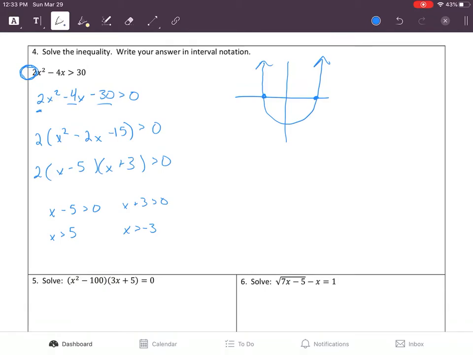So we want to know, where is this graph greater than 0? If the graph is greater than 0 here and here, we're talking about greater than 0 on the y-axis. So if we're writing this in interval notation, going left to right, it's greater than 0 from negative infinity to negative 3. Then it stops at negative 3.